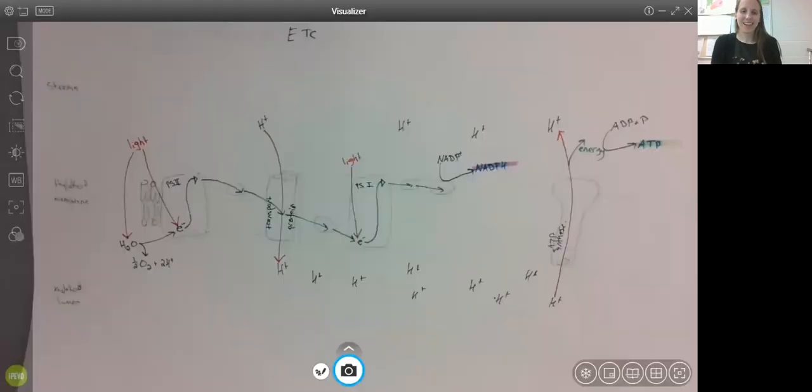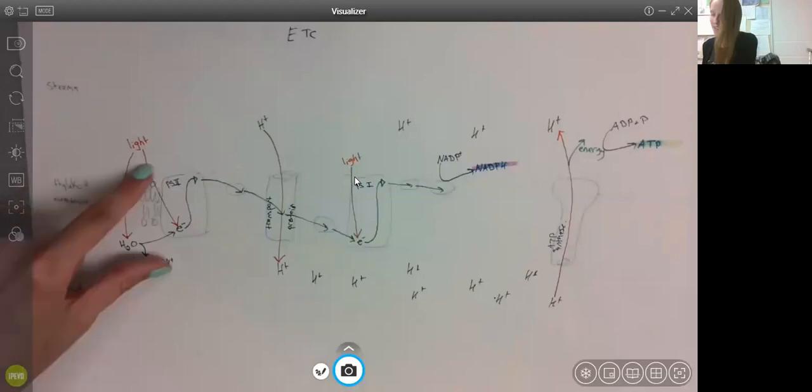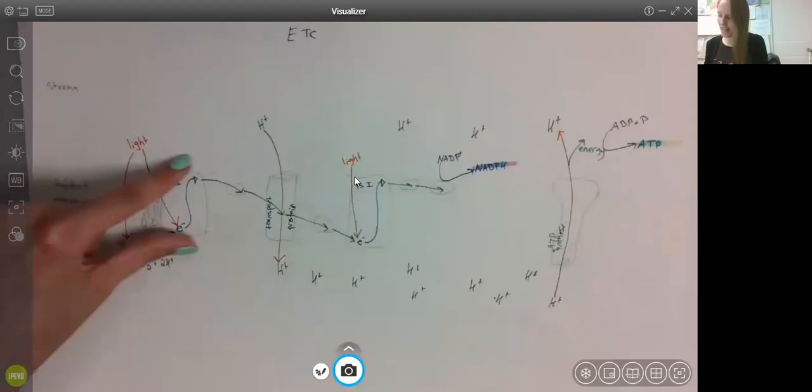Okay, I'm going to summarize all of this one more time with my own diagram, and then we'll be done for the day. So this is the light-dependent portion of photosynthesis. Photosynthesis all takes place in the chloroplast. This part, the light-dependent reactions, takes place in the thylakoid. So this right here is all the thylakoid membrane.